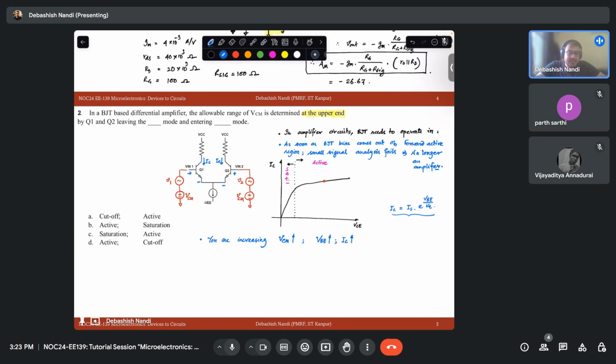Now what happens when IC increases? The drop across this increases. Drop across resistances increases. Is that okay? Yes, sir. So now think in this way. Now this is your VC, right? So if drop across this increases, what will happen to VC? Will VC increase or will VC decrease?